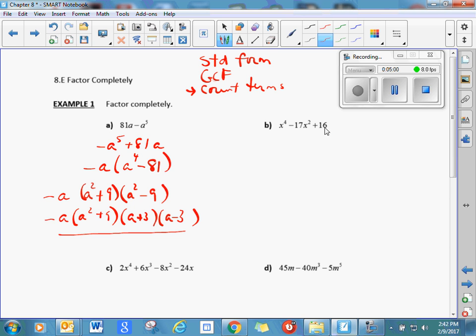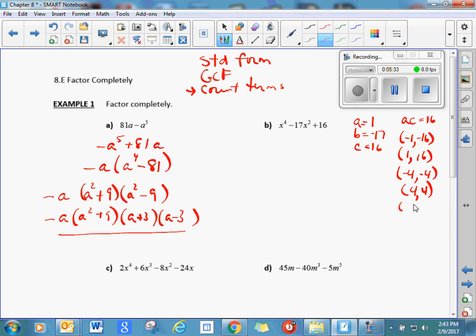There's 3 of them, so I'm going to use the AC method. That's the only method that we know for 3 terms. So A is 1, B is negative 17, C is positive 16. I need AC to be positive 16. That could be negative 1, negative 16. It could be positive 1, positive 16. It could be negative 4, negative 4, or positive 4, positive 4. Also, 8 is a possibility.